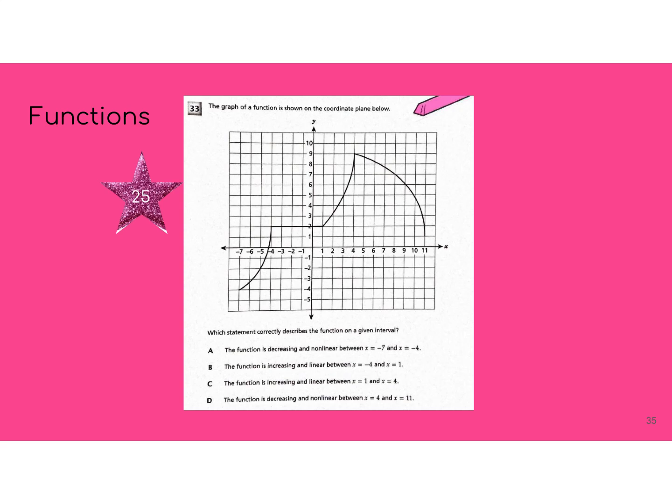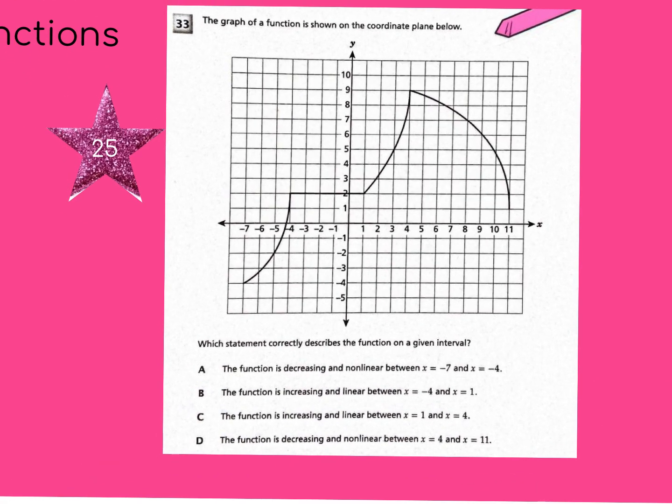For this one, they ask you to take a look at the graph and examine it. It says which statement correctly describes the graph, the function on a given interval. So you actually have to look at each of these and see which one is true. So here between x is -7 and x is -4, you're talking about this spot right here for your x's.